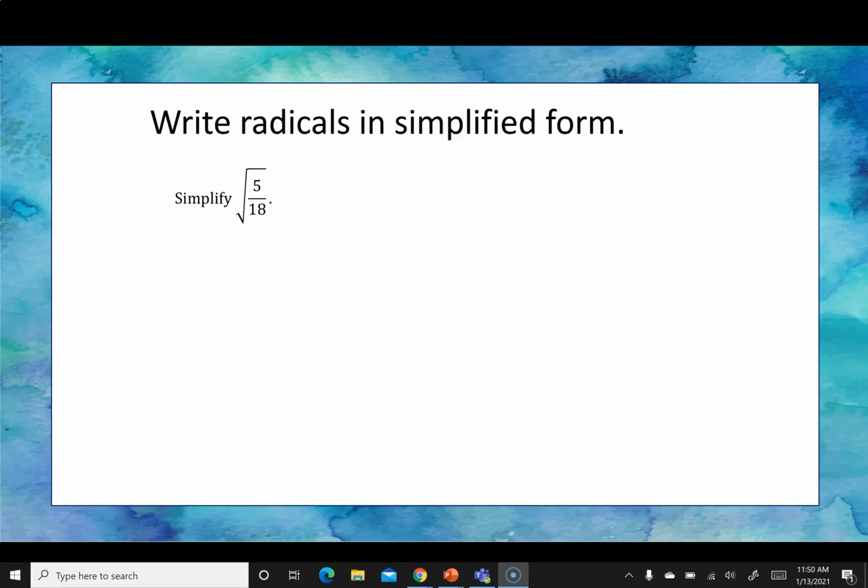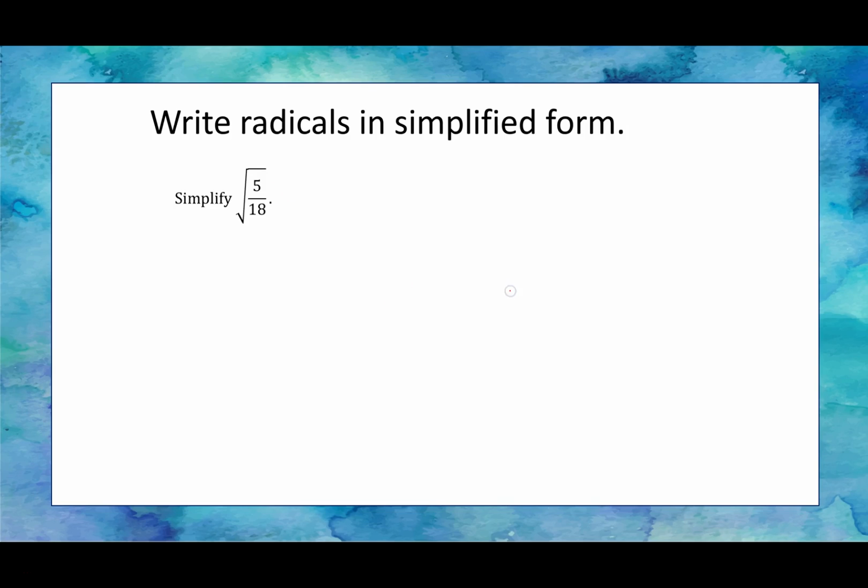All right, let's go ahead and write this radical in simplified form. And we're also going to have to rationalize, and I'll explain what I mean in a second. So we're going to simplify this to start. So I'm going to rewrite this as the square root of 5 over the square root of 18.